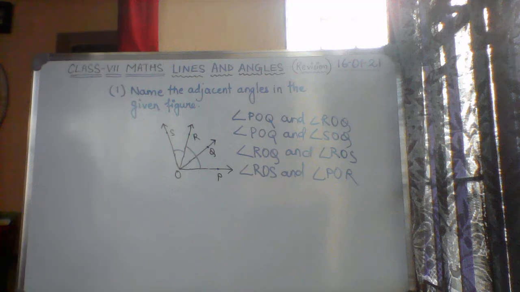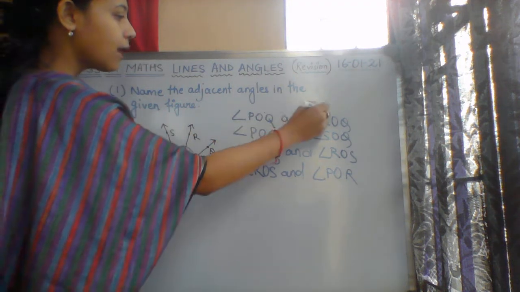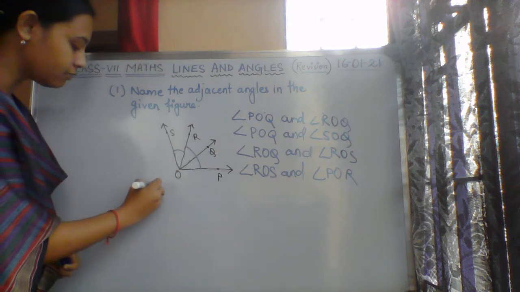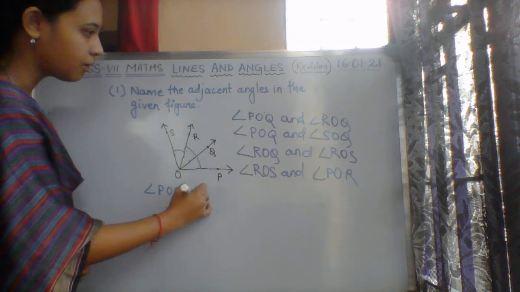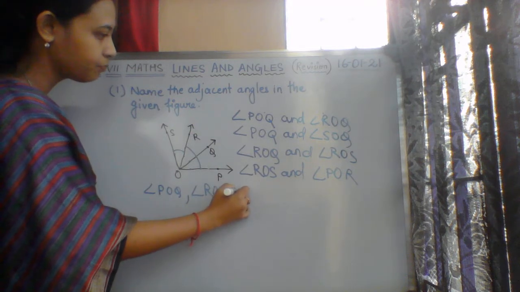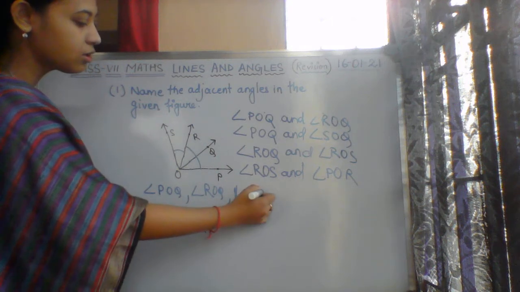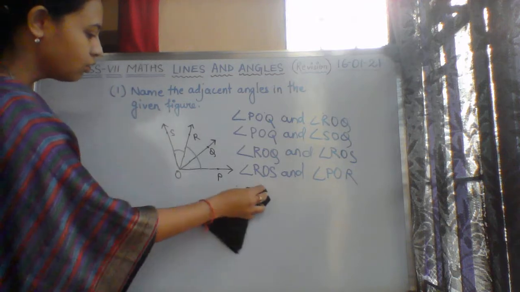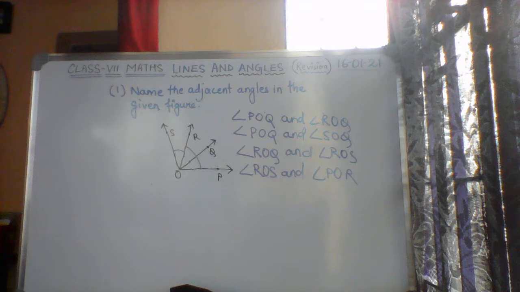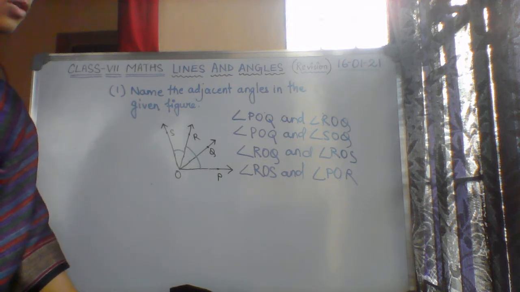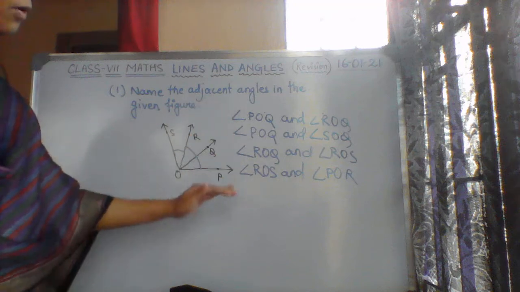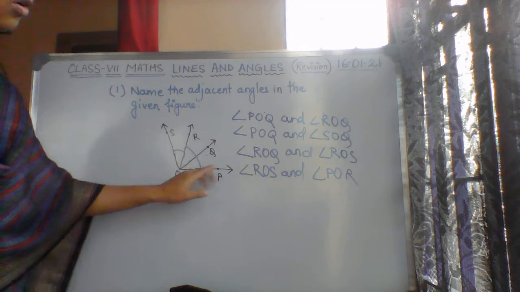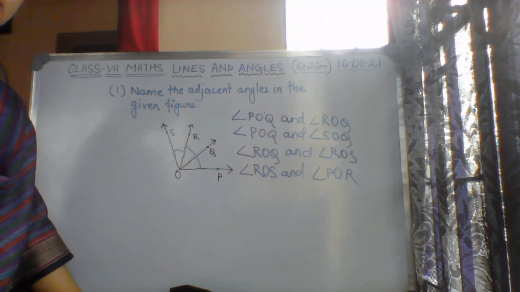So in this way you have to form the pairs of angles which are adjacent to each other. Somebody will write like this: POQ, comma, ROQ, comma, SOQ. This is not the way to write. You have to show pair by pair how they are adjacent, without using commas, in one step. We can see POQ adjacent to ROQ. Then POQ adjacent to SOQ. In this way you go on.